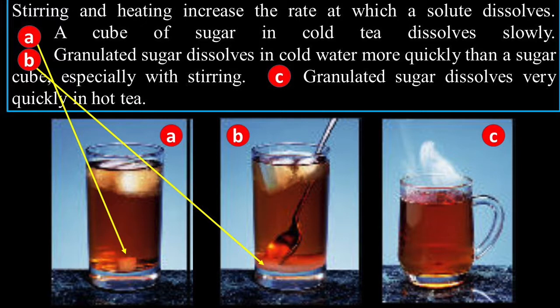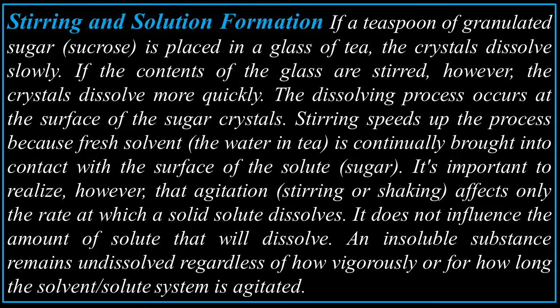Much of what we're going to be doing here should be extremely familiar to you, with the exception of maybe some of the calculations. Stirring and solution formation. If a teaspoon of granulated sugar, sucrose, is placed in a glass of tea, the crystals dissolve slowly. If the contents of the glass are stirred, however, the crystals dissolve more quickly.